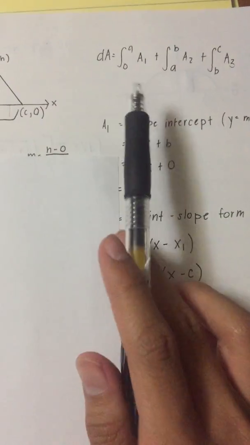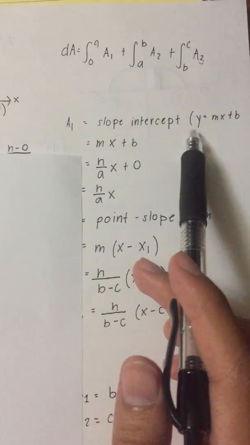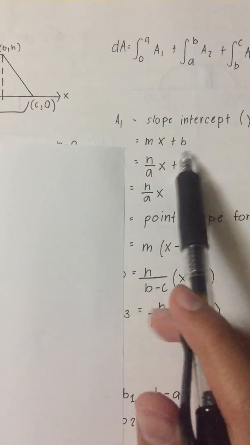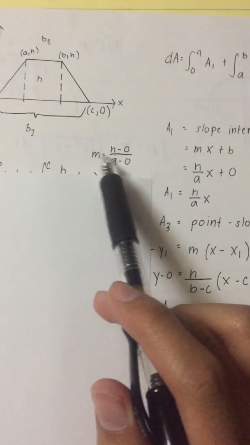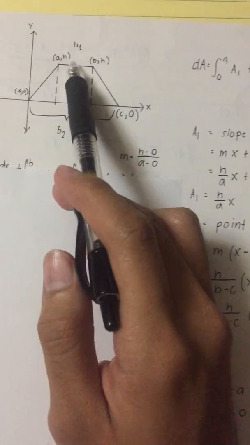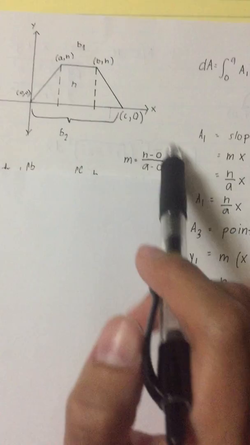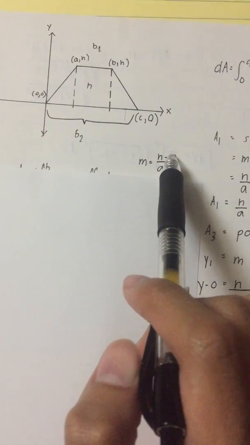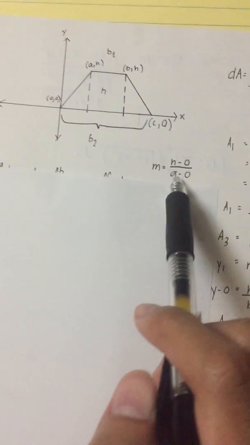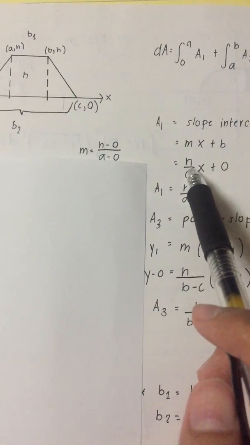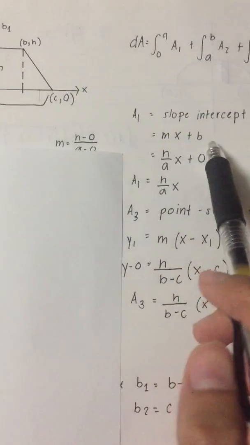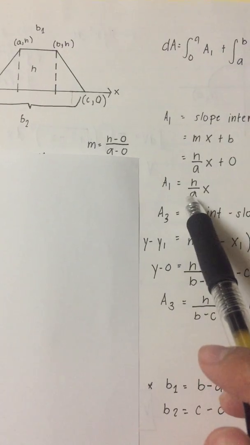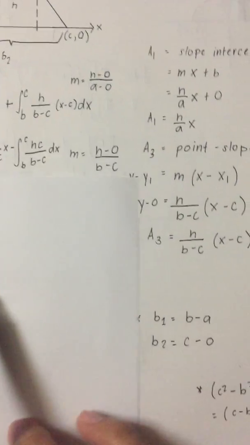So in order to get the formula for A1, we use the slope-intercept form, which is y is equal to mx plus b. In order to get m, we get the h, which is here, minus 0 over a minus 0, that is y minus y1 over x minus x1. So we get m equals h over a, so y equals h over a x plus b, where b is equal to 0. So A1 is now equal to h over a x.